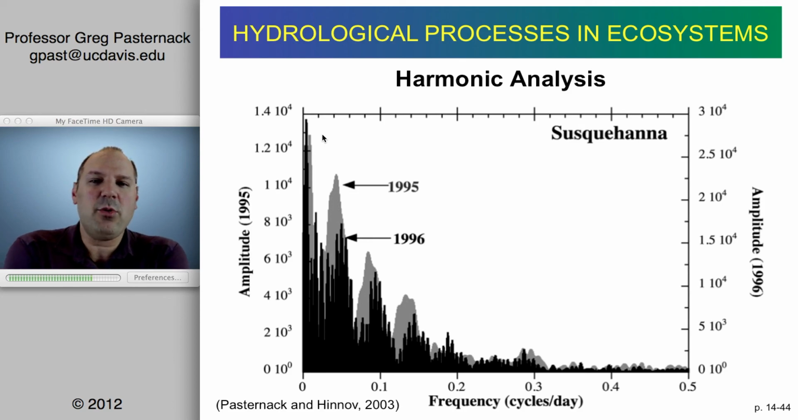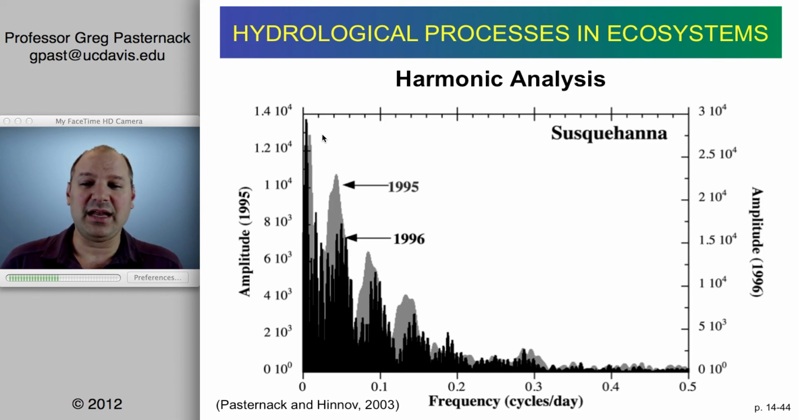Okay, so there are a couple more, even more sophisticated analyses to look at predictability. The first is one we've talked about quite a bit with tides. It's harmonic analysis. So if you can find that your data is made up of sine functions, those are very predictable. So here's an analysis from the Susquehanna River in 1995 in gray and 1996 in black.